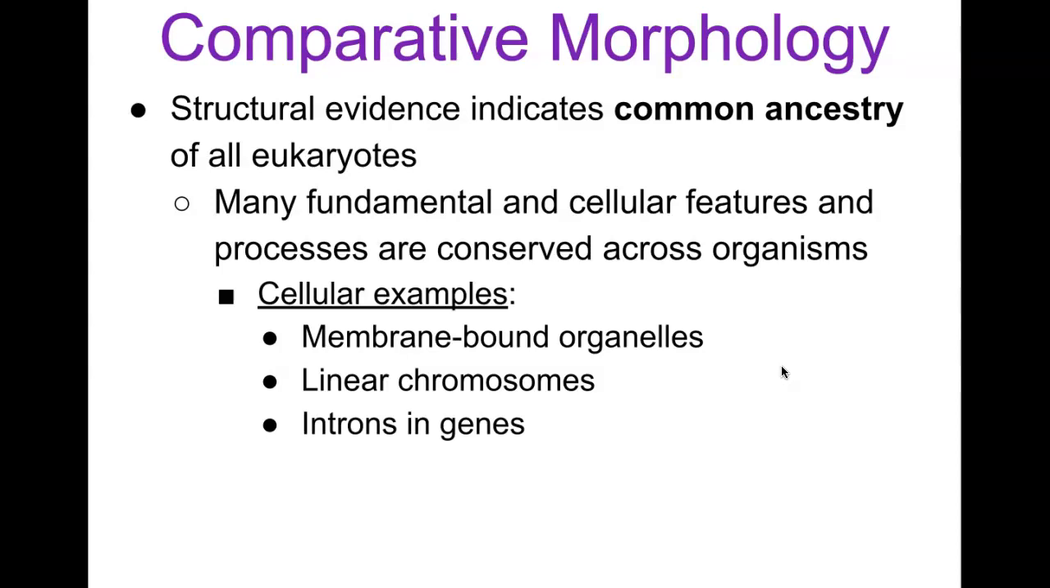We also look at the introns in genes. Remember, the introns are those non-coding regions of DNA that usually get spliced out and the exons get moved together. But those two serve as some cellular examples here of common ancestry of all eukaryotes.